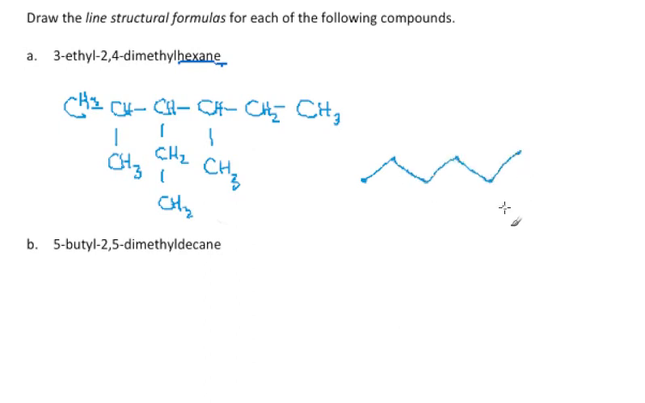There is hexane. On the third carbon, put an ethyl group. 1, 2, bend that also. On the second carbon, put a methyl group. Pop. On the fourth, put a methyl group. Pop. That's all you need. No letters in this unless you've got an O or something unexpected. Otherwise, every intersection defaults to a carbon covered in hydrogen.